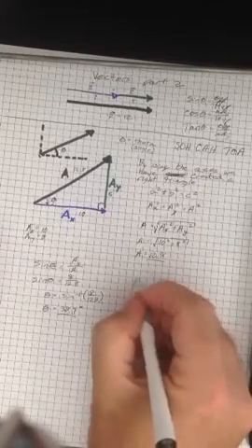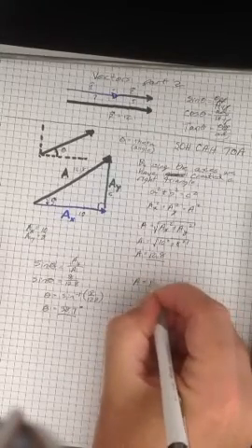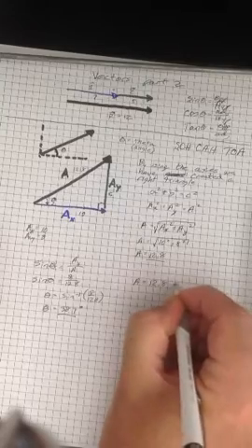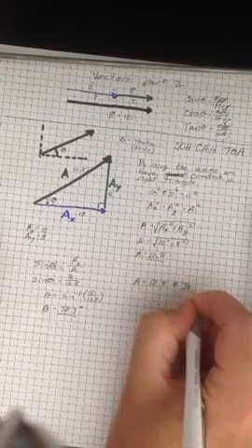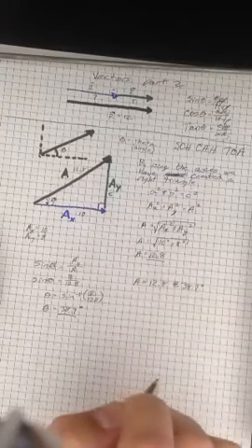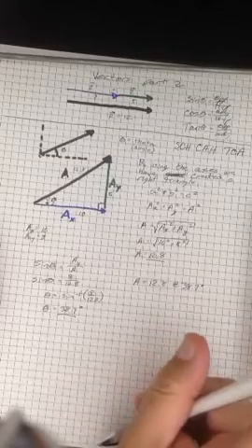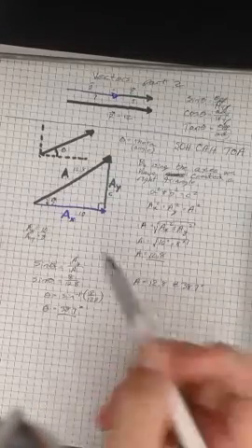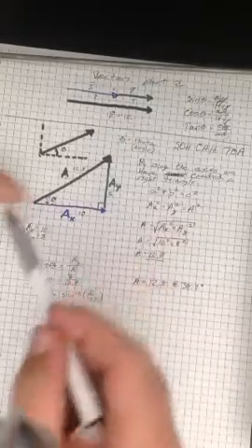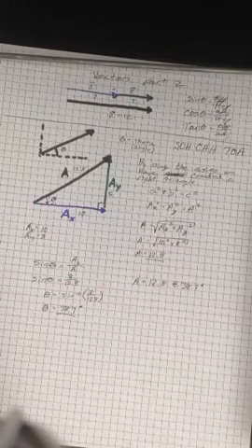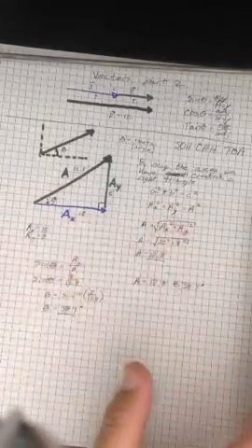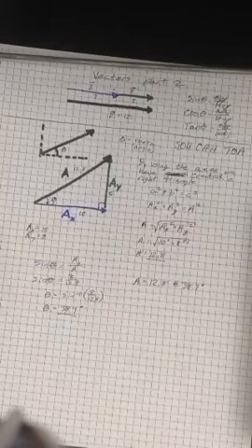So A equals 12.8 at 38.7 degrees. And that's it. That's how we solve for a single vector. Next time I'm going to talk about what happens if we have multiple vectors and we put them in here.